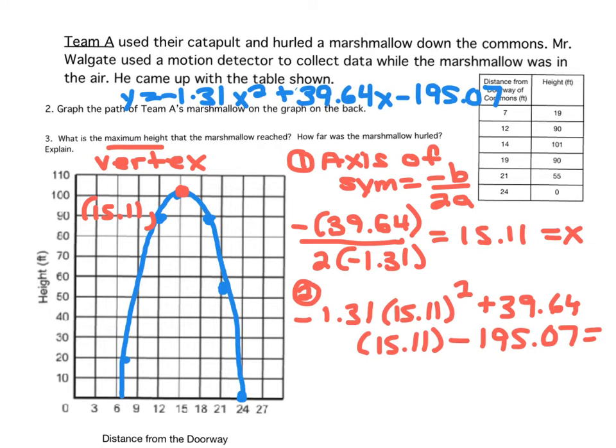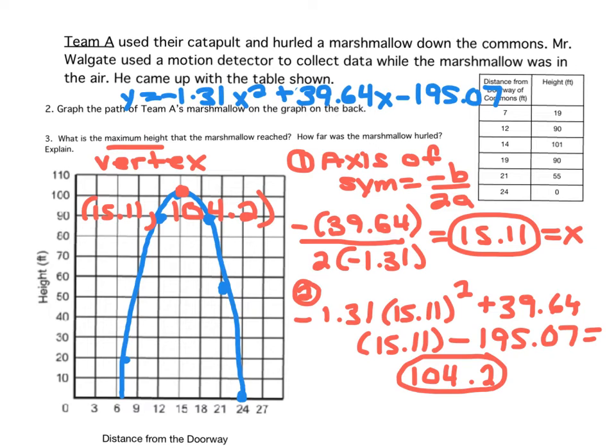to the nearest hundredth. And when we do that, we're going to get approximately 104.197. So we're going to go ahead and round that to approximately 104.2. So our vertex then would be located at (15.11, 104.2). So folks, when it asks what's the maximum height that it reached, the maximum height is the y value of our vertex. So the maximum height is 104.2 feet.